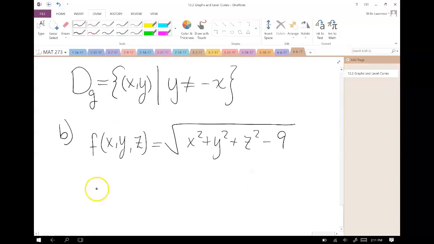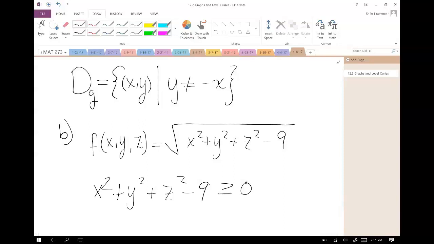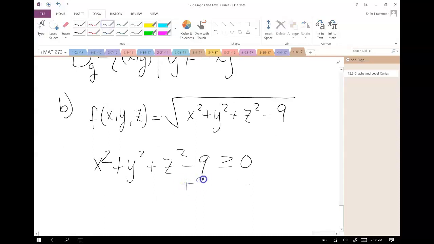So we're going to say that x squared plus y squared plus z squared minus 9 must be greater than or equal to 0. When we're doing square roots, we need to make sure our radicand, which is the stuff under the square root, is greater than or equal to 0. We can do the square root of 0. It's equal to 0. And then we can do the square root of anything positive. So x squared plus y squared plus z squared must be greater than or equal to 9.